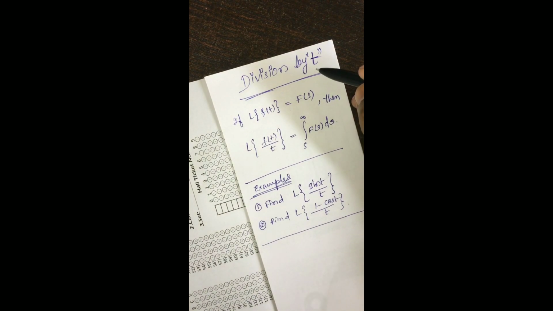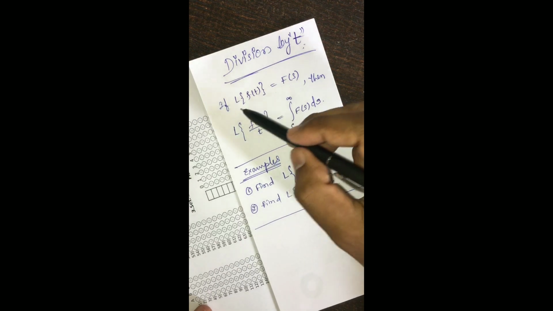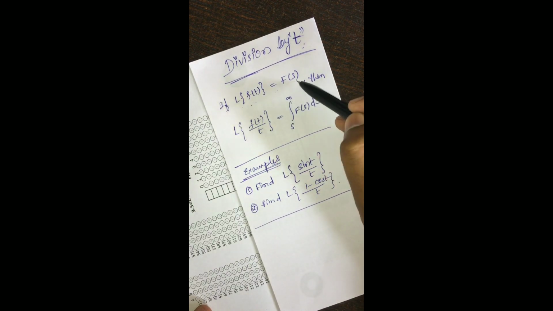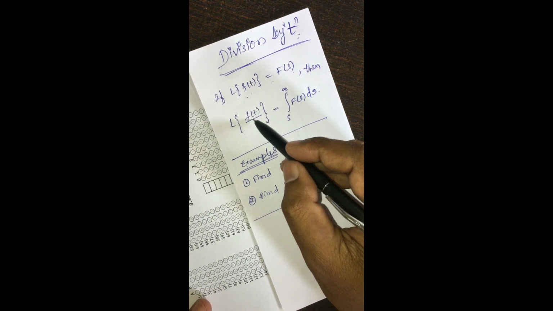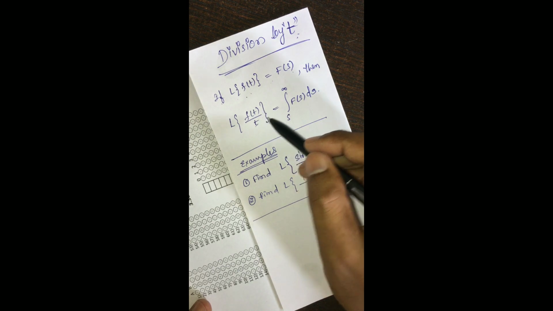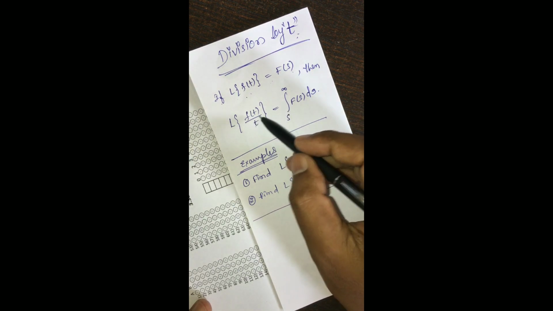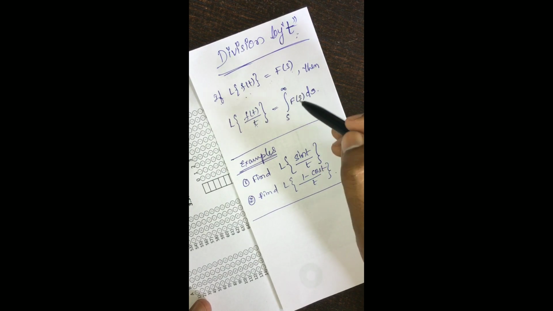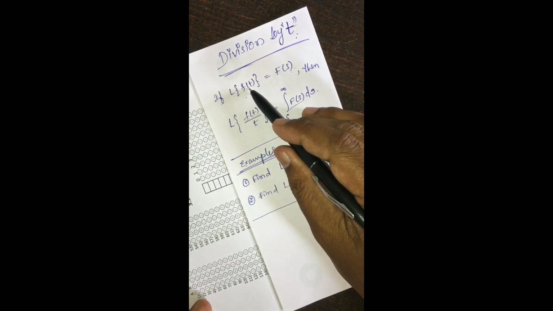In the Laplace transformation, the division by t property. Previously we covered the power of t property, now the division by t property. The Laplace transform of f of t is F of s. Then division by t means f of t by t. Division by t is expressed as an integration, that is, integral from s to infinity of F of s ds, where F of s is nothing but the Laplace transform of f of t.